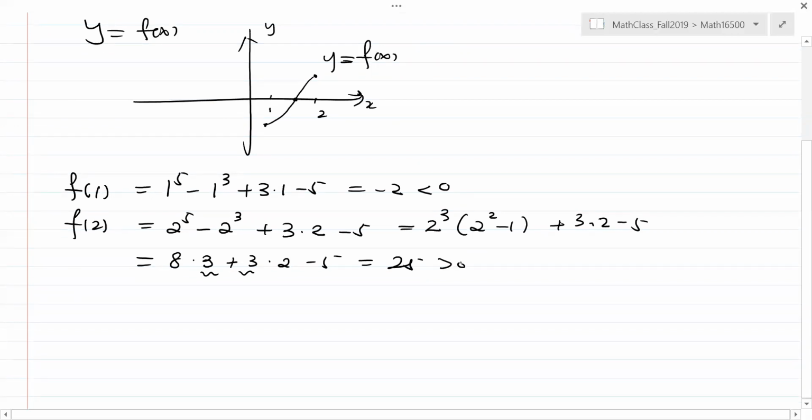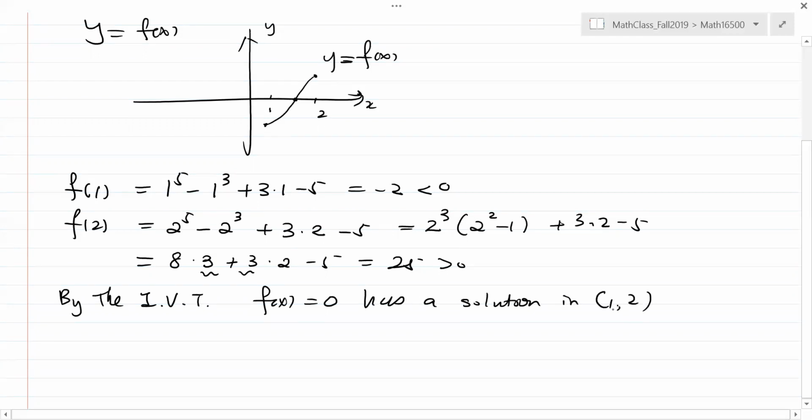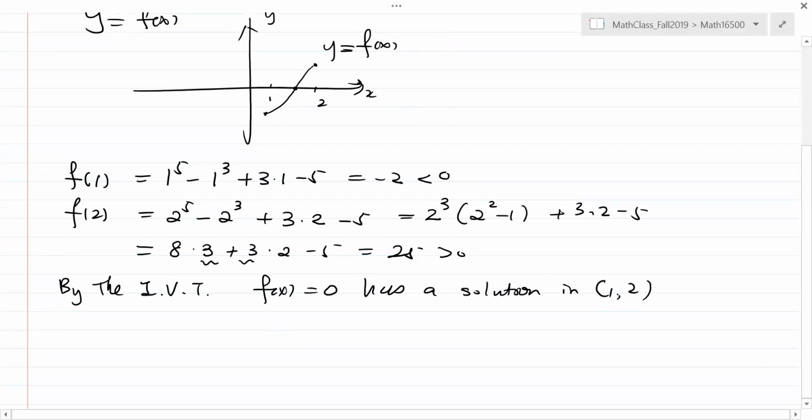So that tells you one end of this curve is above the axis, another end of the curve is below the axis. So the curve is not broken, right? The graph is not broken. So there is an intersection. So you can say that by the intermediate value theorem, f of x has a solution in the interval between 1 and 2. That's it. So this is the argument. All you have to do is to verify that the values of the function at the two endpoints have opposite signs.